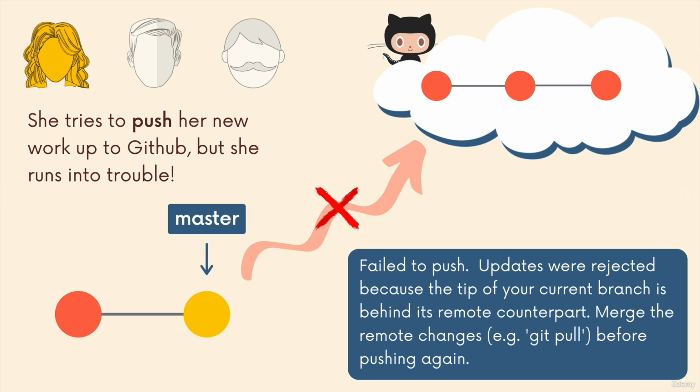Why? Well, she gets this message, failed to push. Updates were rejected because the tip of your current branch is behind its remote counterpart. Merge the remote changes, git pull, before pushing again. So Git is telling her, I can't do that. There are changes that you don't have on GitHub. You need to get those changes and merge yours with those changes, and then you can push back up. So already we hit a roadblock, right? Just for Pamela to push her code up, she has to pull down everything that her other collaborators have pushed up. They're all working on the same branch.